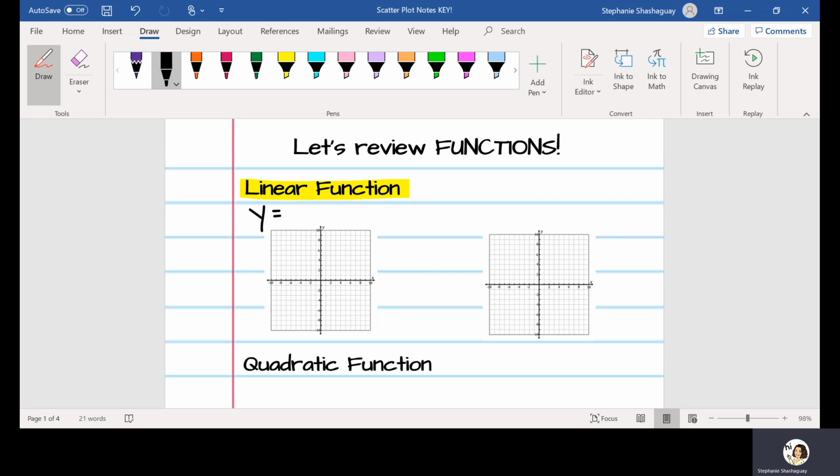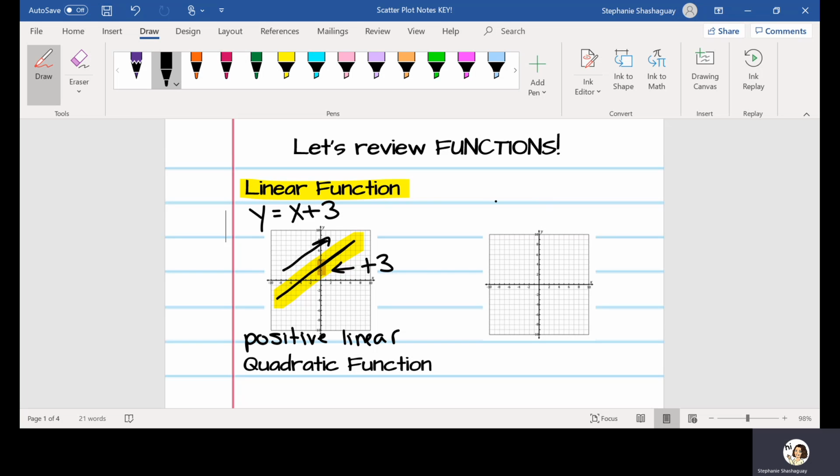So if we had y equals x plus 3, our graph would look something like this, where my y-intercept here is a positive 3, and I have a positive function because as my x is increasing, my y is increasing. So this is a positive linear function.